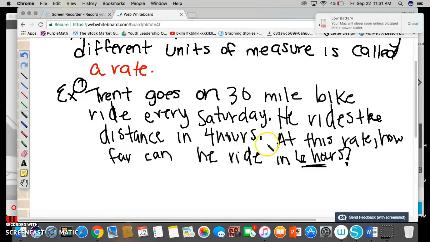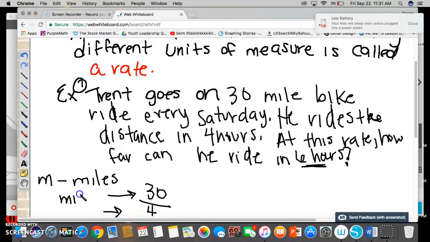First, we're going to let M represent the number of miles Trent can ride in 6 hours. So M will represent miles. From there, we're going to write a proportion from the problem. Remember, we set up proportions and did cross multiplying. Today, we're going to learn how to set up a proportion from a simple word problem. At the top, we have our miles, and at the bottom, our hours. So that's miles over hours.